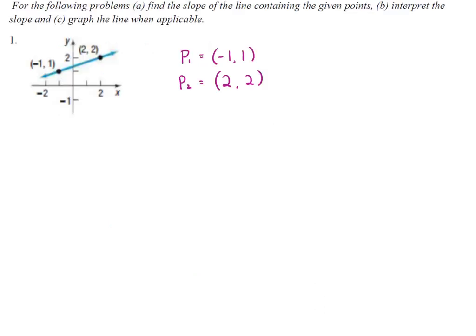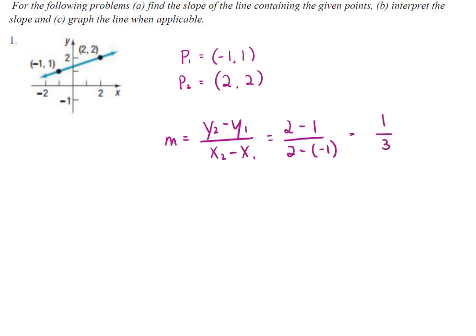Applying what we just wrote, the definitions, we can do number 1. It says to find the slope of the line containing the given points. I've written down the points as P1 and P2. To find the slope, we remember the formula. It's y2 minus y1 over x2 minus x1. In this case, that's 2 minus 1 over 2 minus -1. And so that gives me 1 over 3.